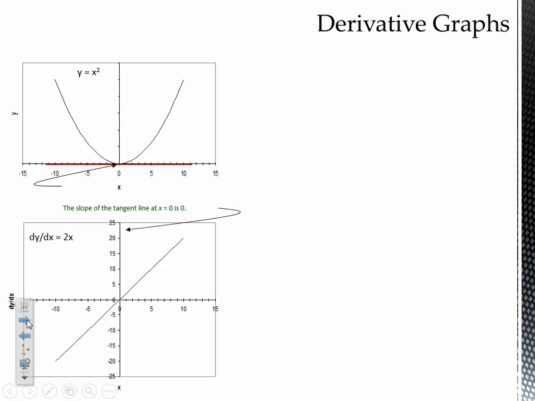Okay, so now, what's the derivative here? Zero. So at 0, our slope is 0, which is why we have the point 0, 0 here.